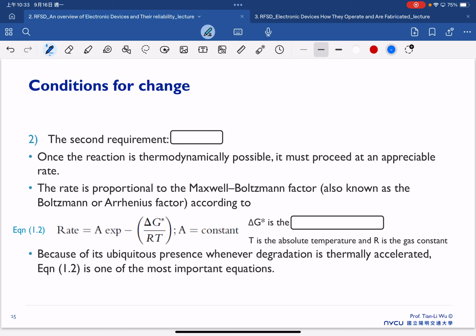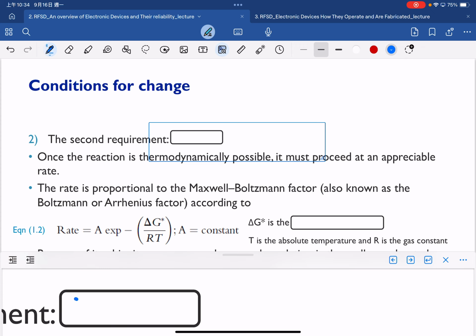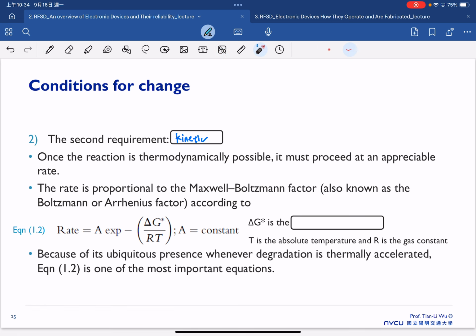And the second requirement that can lead to the condition change is that we need to have the kinetics. Once the reaction is thermodynamically possible, it must proceed at a certain rate. And the rate is proportional to the Maxwell-Boltzmann factor, also known as the Boltzmann or Arrhenius factor.